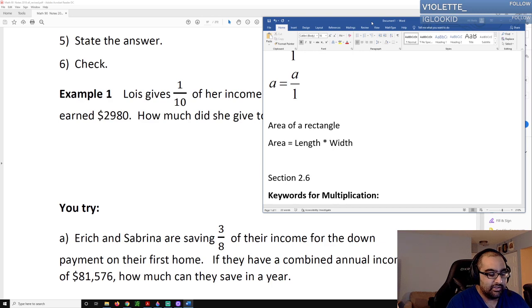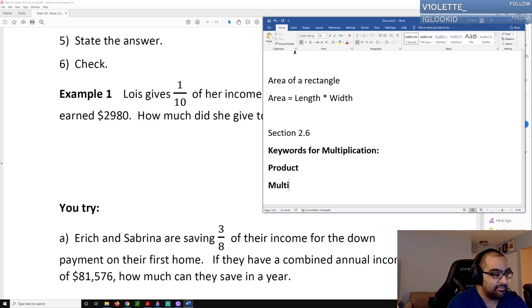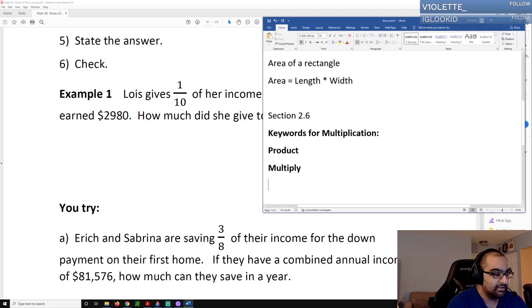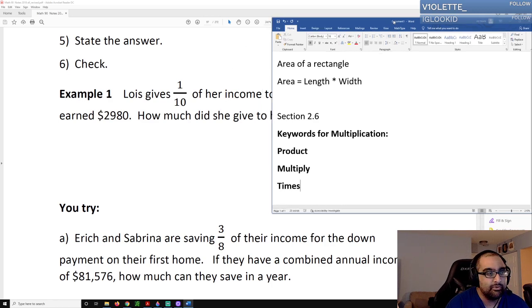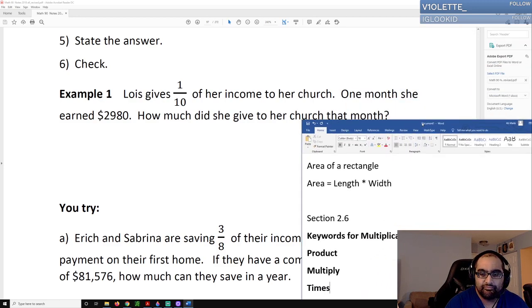You will see product, multiply, and you'll see times. We all know that these are keywords for multiplication, but the one that we're going to focus on here is going to be a little different than maybe what you're used to. Let's take a look at this first example here, and we'll see exactly what our keyword is going to be in this problem.